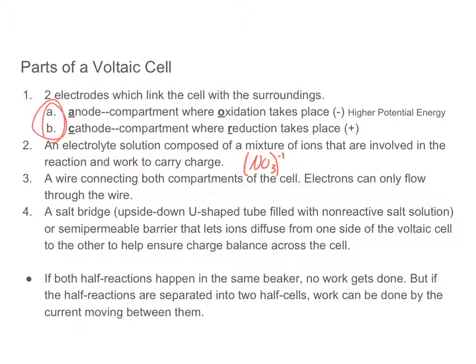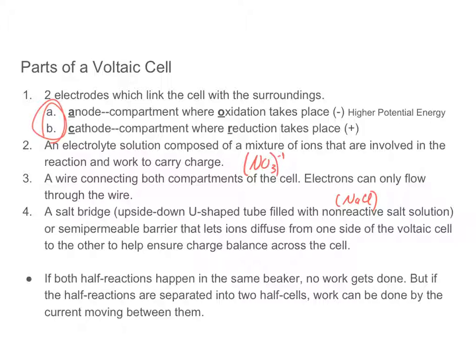The voltaic cell also needs a wire that connects the cells together. Oftentimes, the wire is drawn as having some type of a voltmeter as part of it, and the electrons always flow through the wire. They don't go anywhere else. You also need a salt bridge, and we'll talk about the salt bridge in a minute, which is generally an upside-down U-shaped tube that's filled with a non-reactive salt solution, like NaCl, for the sake of things being easy, or some type of semi-permeable barrier that lets ions diffuse from one side of the voltaic cell to the other side, like a wicking material.